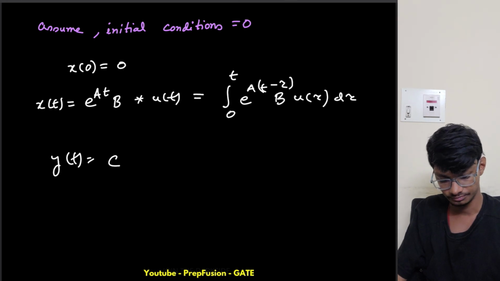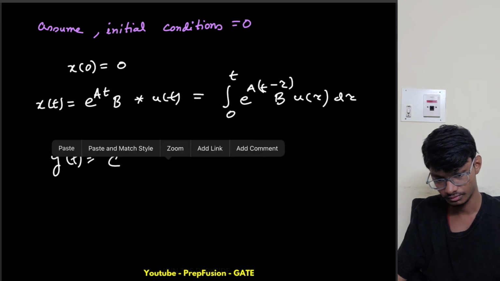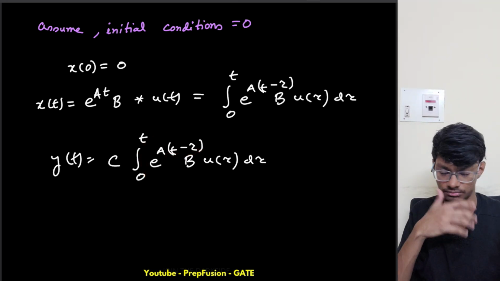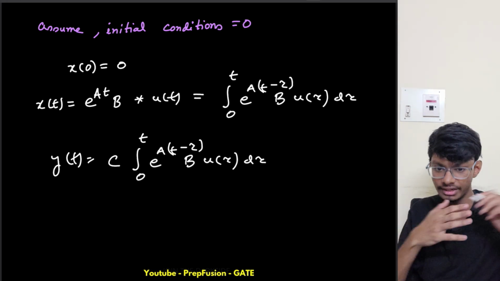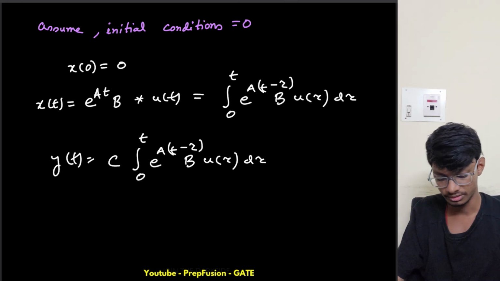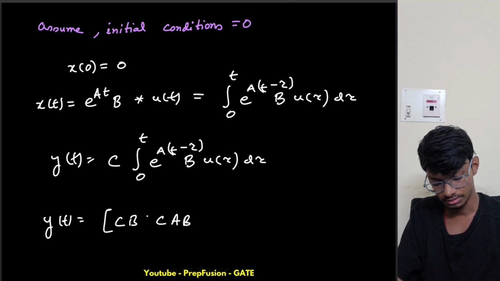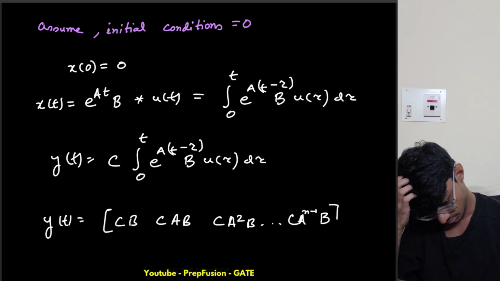So what will my y of t become? My y of t will be C times this one, because C is on the outside. Now again I will replace this e raised to power A(t minus tau) with the series power formula. If I break it down to the series formula, that is not important, that will take time. So my y of t will become CB, then CAB, then CA squared B, and going on until CA raised to power n minus 1 B.